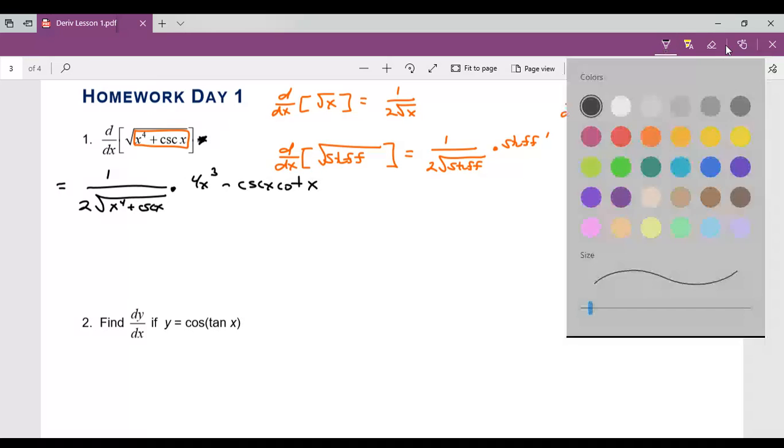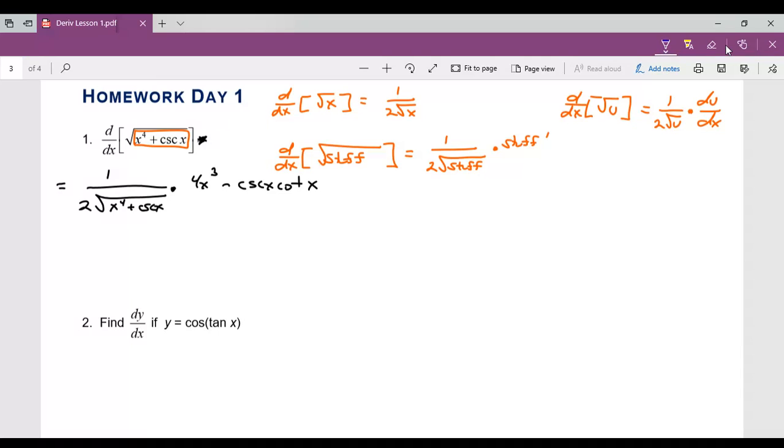Now, if I left it like that, it would be incorrect because it's 1 over 2 radical stuff times the derivative of stuff. So all of this is times the derivative of stuff. If the derivative of stuff happens to be more than one term, you need to wrap it up. These parentheses are vital, otherwise it's wrong. And now there's really not much sprucing you can do here. You can basically write this as a single fraction and get 4x cubed minus cosecant x cotangent x, and then all over 2 radical x to the fourth plus cosecant x. That's a 4 there. All right, and that's it. And that's what you get.